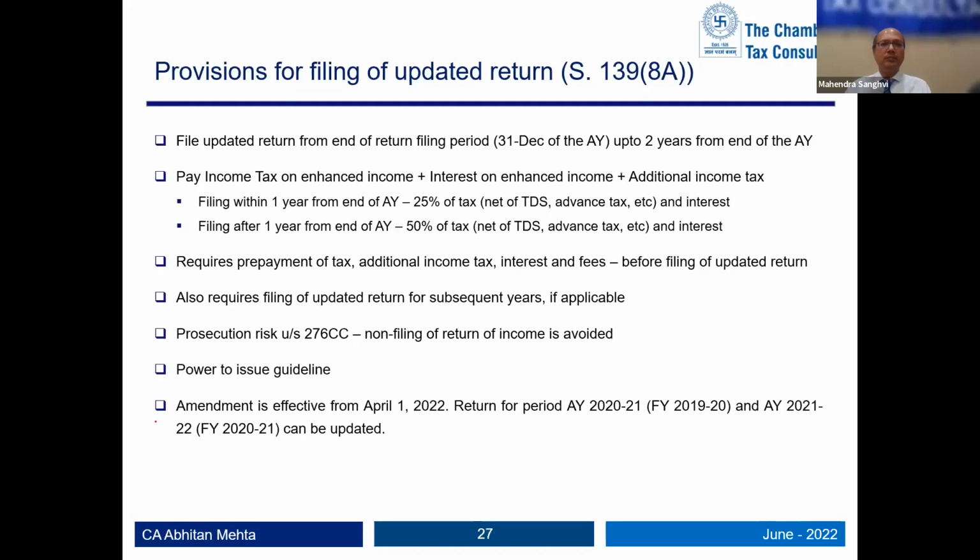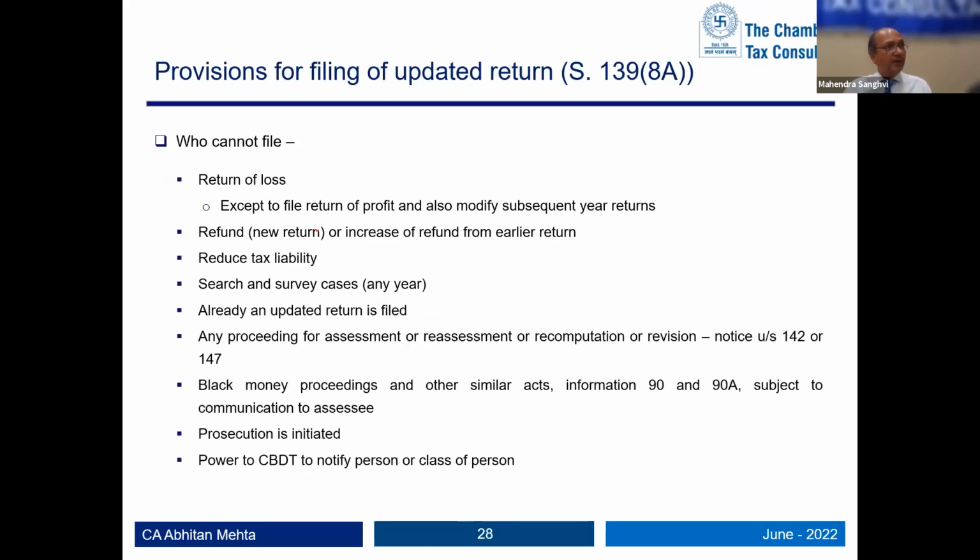And one more thing to be noted is you have to pay tax, additional income tax, interest, fees, everything before filing the updated return. Only then you can. And the worst part is that if the income you are now offering has a TDS element, you will not get a credit of this TDS because the design of the form is such that it doesn't allow you to claim any TDS.